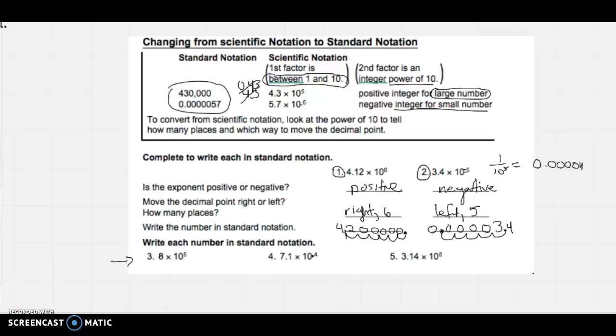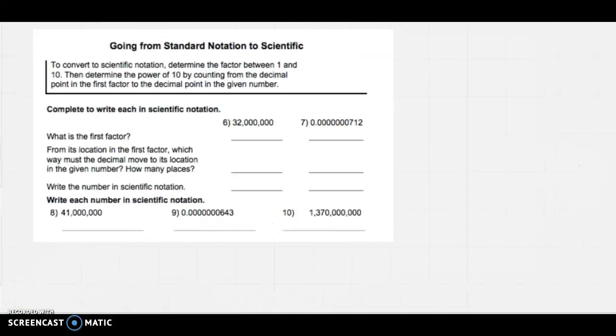All right, moving on. Now we want to go from standard notation to scientific notation. We're going the other way because these numbers here are way too big to work with. So how do I do it? Well, to convert to scientific notation, determine the factor between 1 and 10. Remember, the lead factor has to be between 1 and 10. Then determine the power of 10 by counting from the decimal point in the first factor to the decimal point in the given number. Sounds complicated, really not.